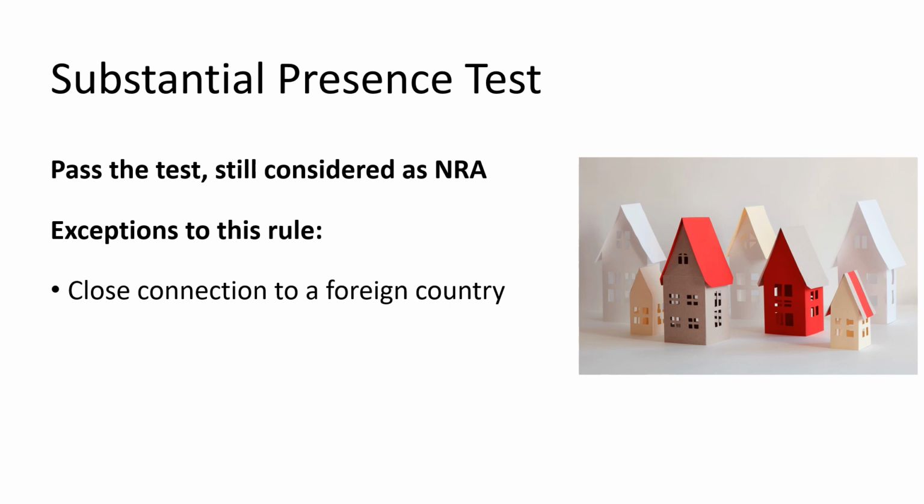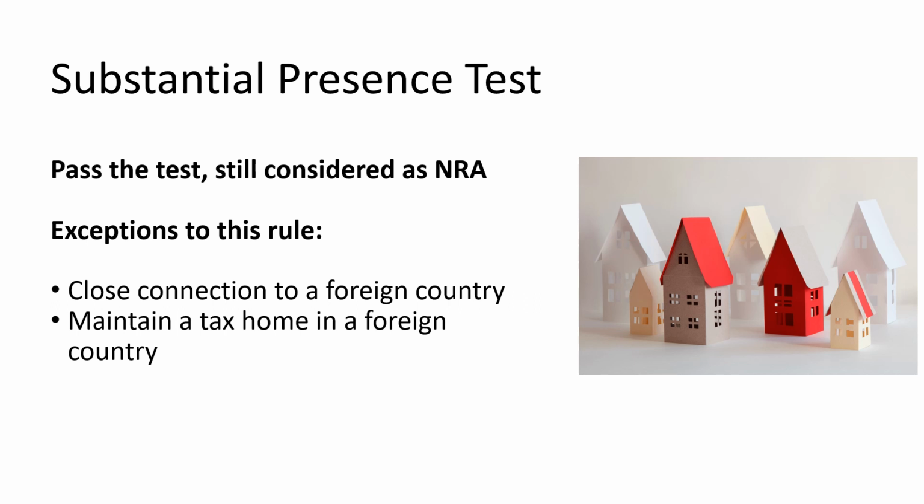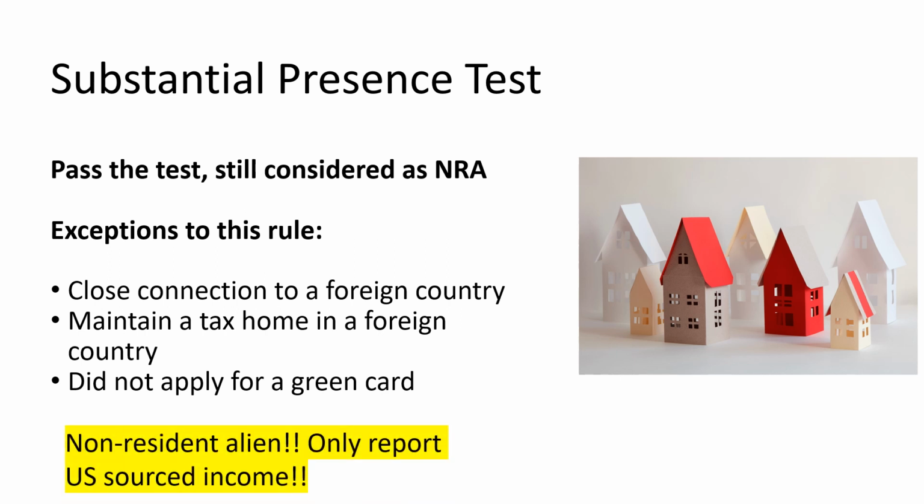Even if you pass the substantial presence test, you might still be considered a non-resident alien. There are some factors to consider. You had a closer connection during the year to one foreign country in which you have a tax home than to the United States, and you maintain that tax home in that foreign country during the entire year. And you had not taken any steps toward, or did not have an application pending for, lawful permanent resident status, which means a green card. In this case, you are still considered a non-resident alien. You do not have to report income from other countries. You only need to report income in the US.